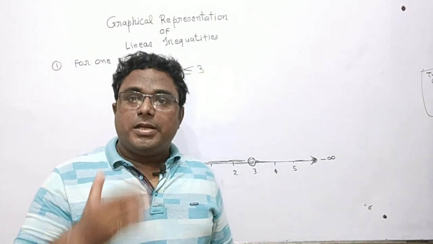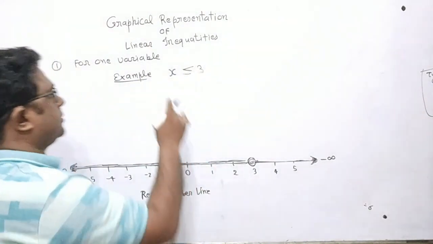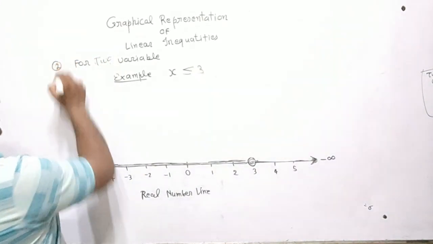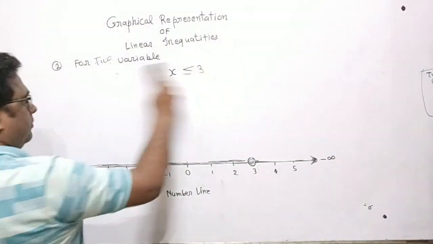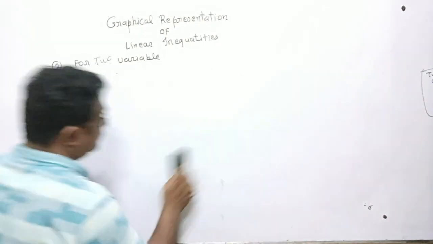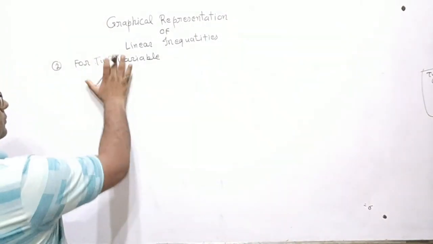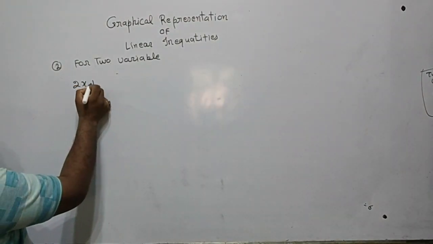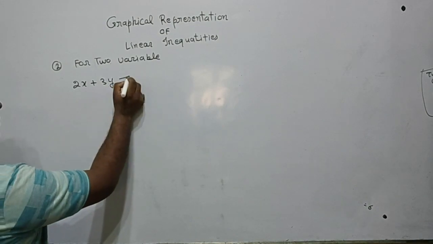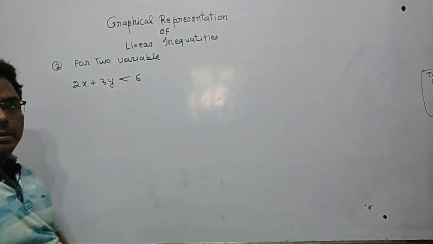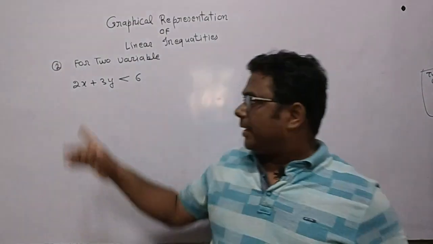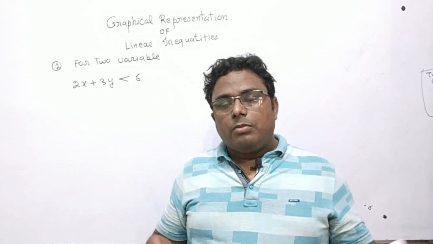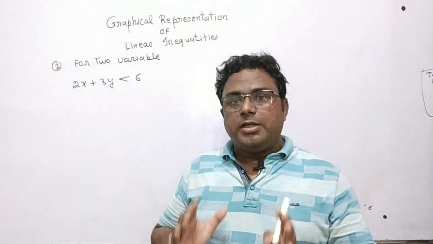Now we will take linear inequalities for two variables. For this, we will consider one example: 2x plus 3y is less than 6. In this inequality, x and y are variables. So it is having two variables. Now we will represent this inequality graphically.